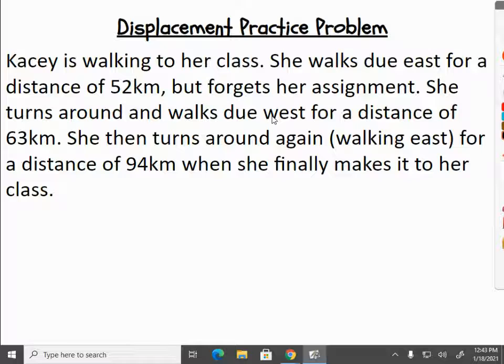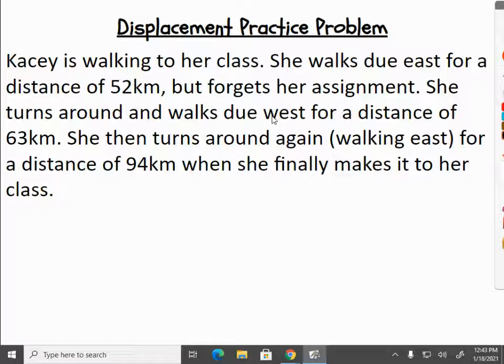She walks due east for a distance of 52 kilometers, but forgets her assignment. So that means she has to turn around and walk due west the distance of 63 kilometers. She turns around again, walking east for the distance of 94 kilometers when she finally makes it to her class.